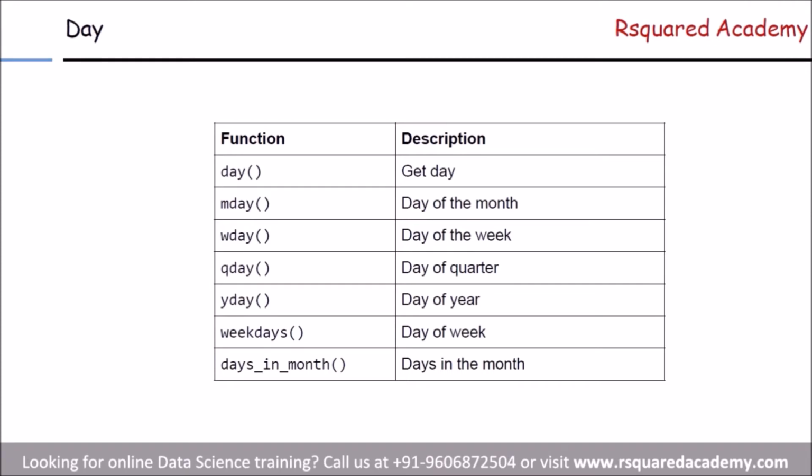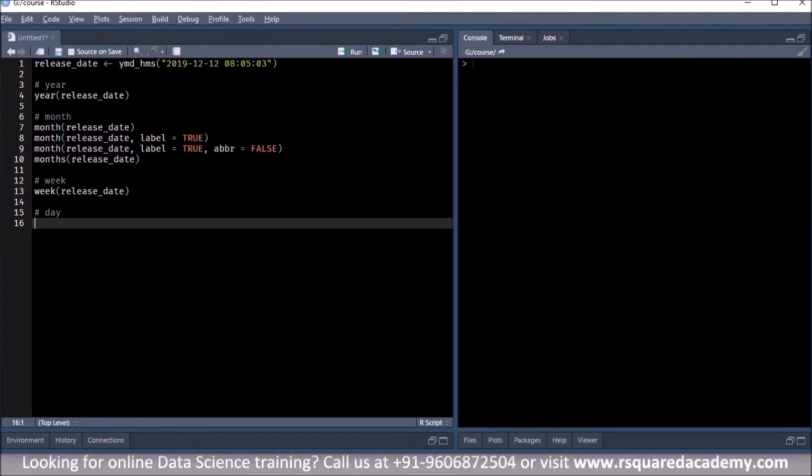So day will give you the day, and then mday will give you the day of the month, wday will give you the day of the week, qday gives you the day of the quarter, yday the day of the year, and then weekdays also gives you the day of the week, and days_in_month gives you the number of days in that particular month from that date, right? So let's try all of this. We'll see what's the output from each of these.